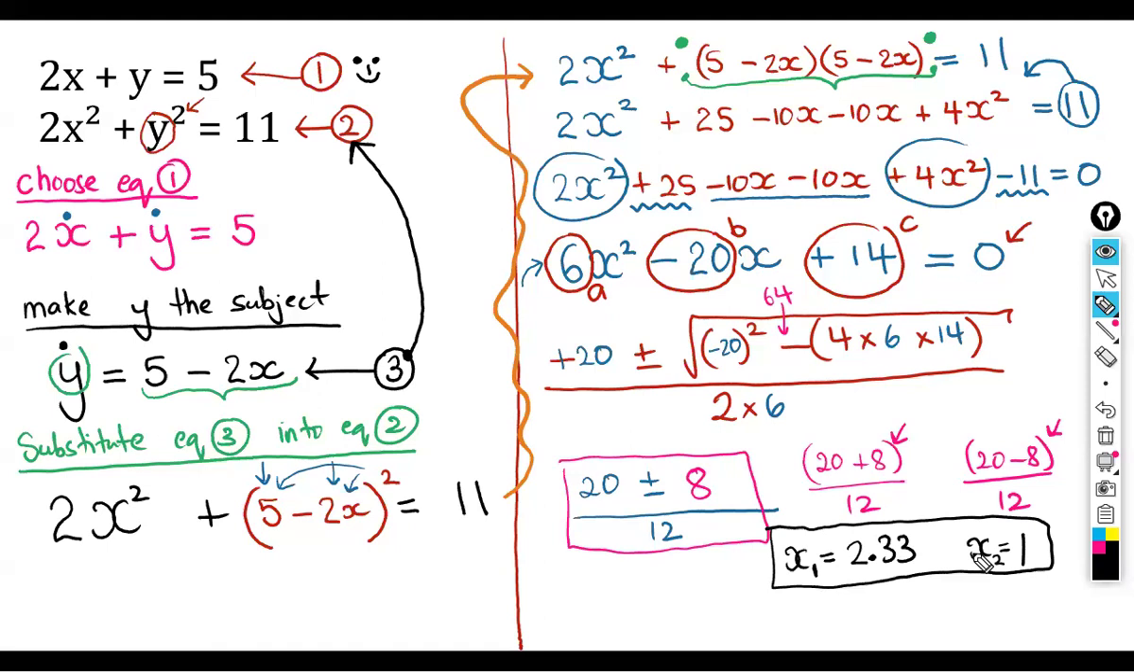So now that we have our 2 answers for x, which equation do you think we should run to? In the substitution method, which equation do we always run back to at the end of the day? 1, 2, or 3? Which equation do we run back to?